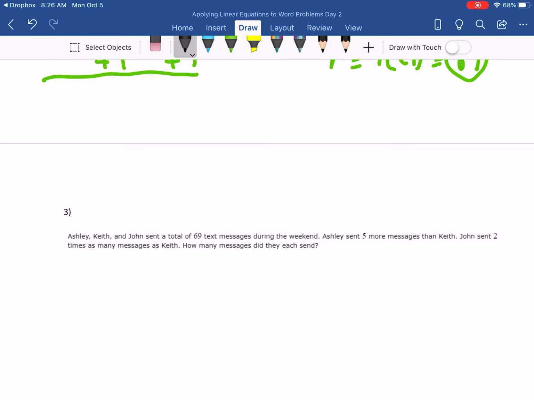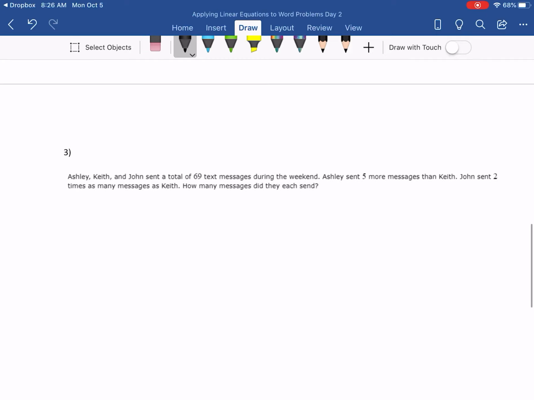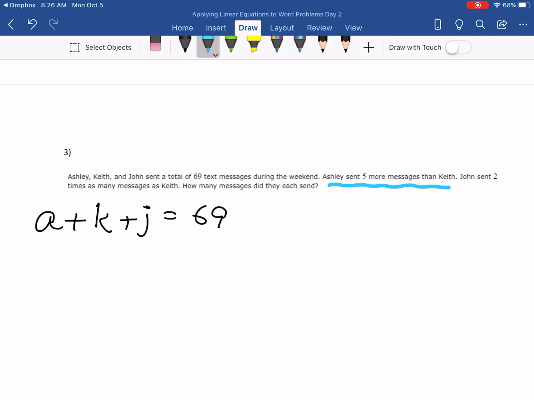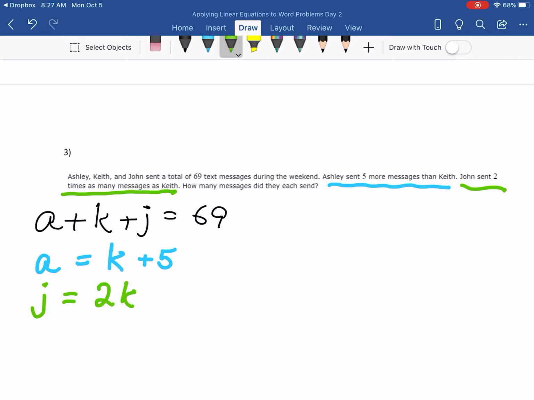Number 3. Ashley, Keith, and John sent a total of 69 text messages during the weekend. So A plus K plus J equals 69. All right. Ashley sent 5 more than Keith. So A equals K plus 5. And then John sent 2 times as many messages as Keith. So the amount that John sent is equal to Keith's messages times 2. There's J equals 2K. Okay.